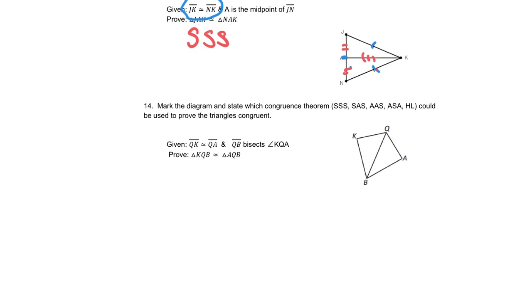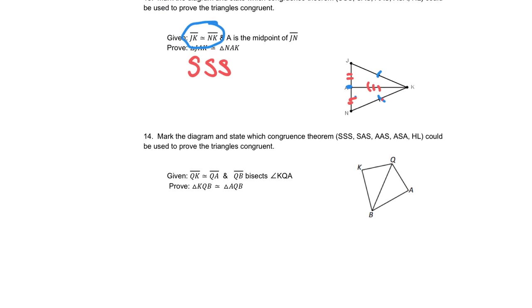Okay? And then this next one says mark the diagram and state which congruence theorem could be used. Okay, they didn't mark anything for us. So I'm going to immediately mark my middle segment that I know that's congruent. And then it tells me that QK, so there's QK, is congruent to QA. And then it tells me that QB, so QB is this line right here. It bisects the big angle, KQA. Here's KQA, so it bisected that angle. So that means that KQB is congruent to AQB. So this is going to be congruent by side, angle, side.